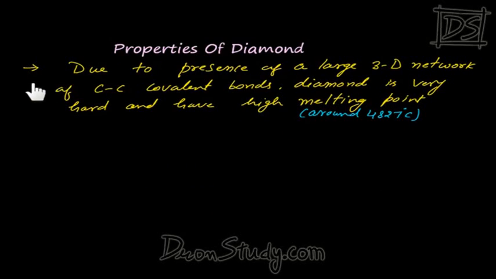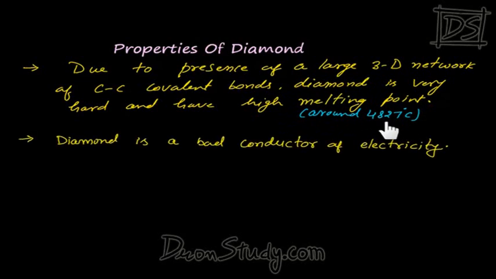So the very first property of diamond is, due to presence of large 3-dimensional network of covalent bonds, that is carbon-carbon covalent bonds, diamond is very hard and has a high melting point, which is around what? 4827 degrees Celsius. Due to the big network of these carbon-carbon bonds, diamond becomes what? It becomes very tough, very strong, and similarly its melting point becomes what? Very high. See how high it is, around 4827 degrees Celsius.